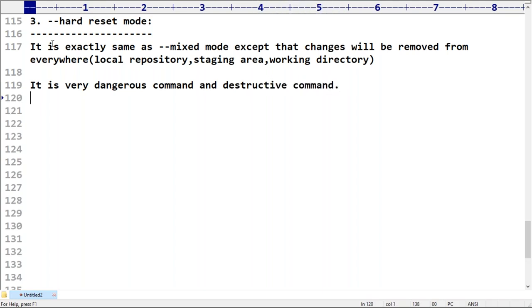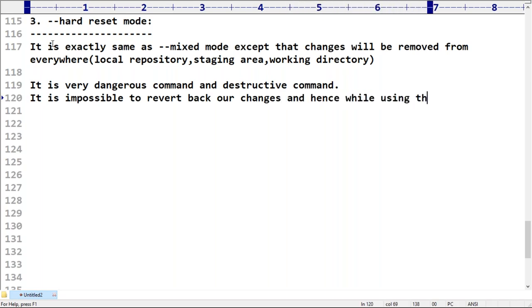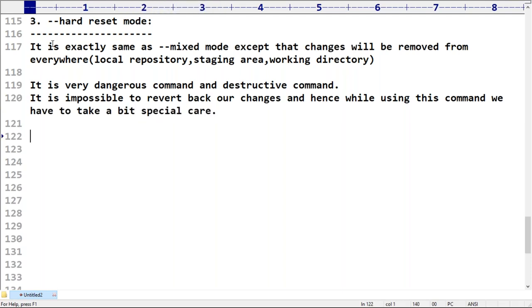Destructive command, remember this one, sir. It is impossible to revert back our changes. Hence, while using this command, we have to take very special care because it's permanent. That's why I use the word dangerous command, destructive command.